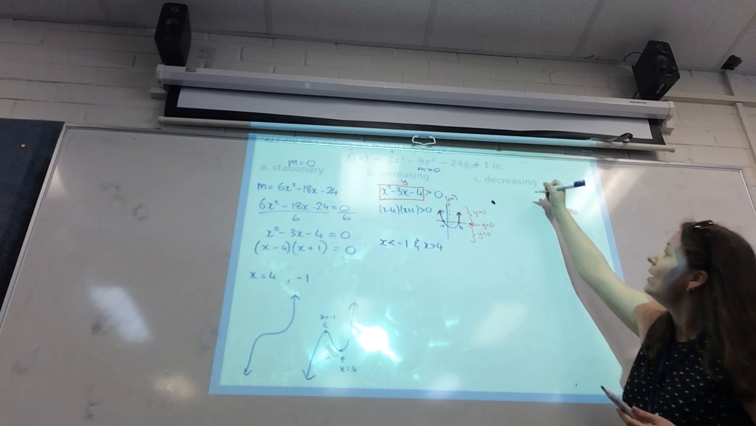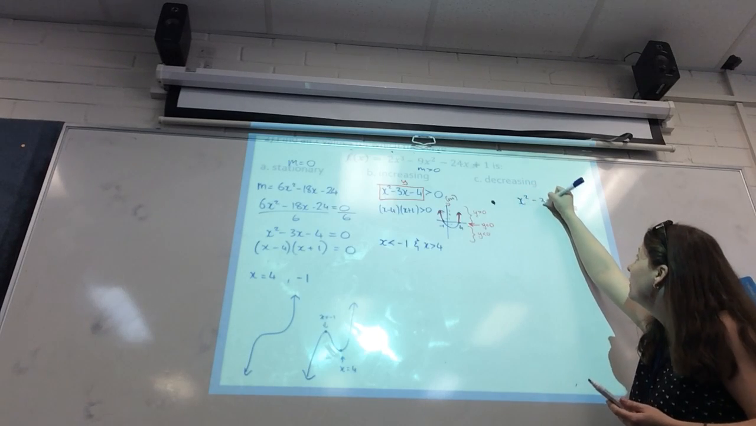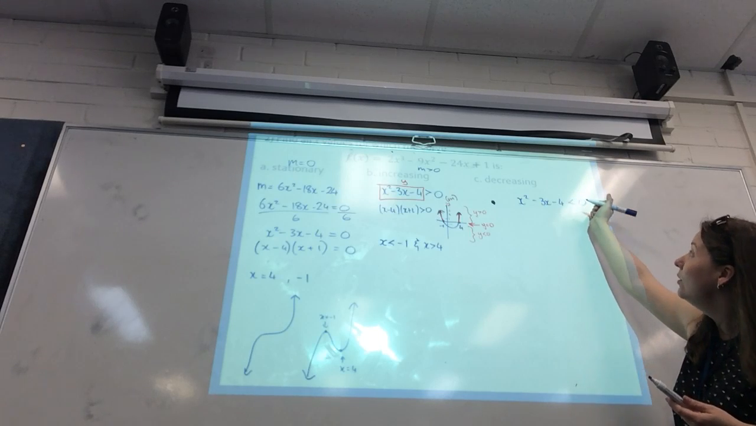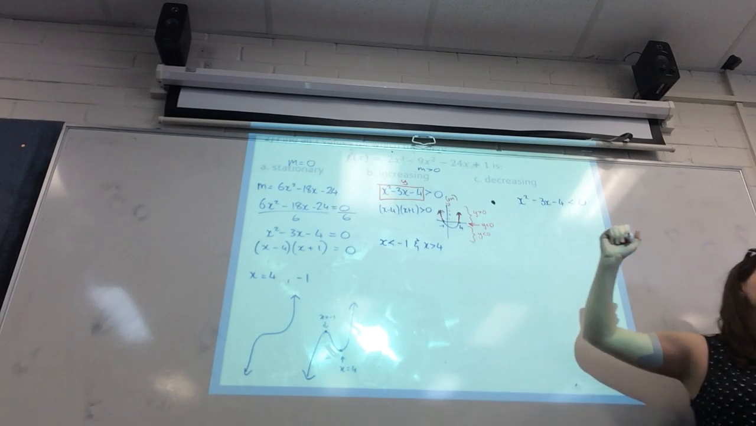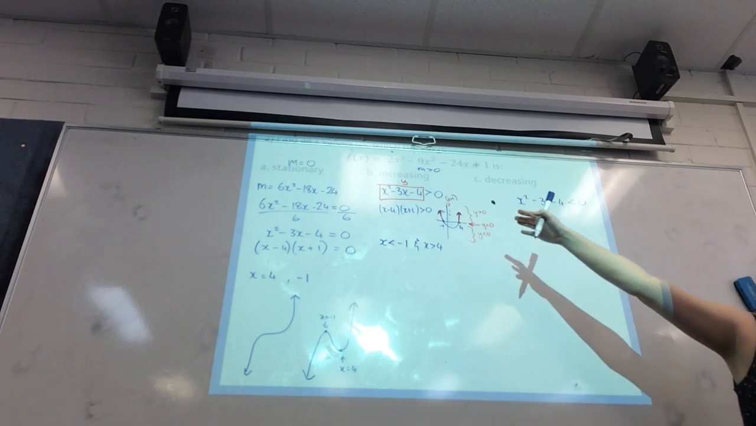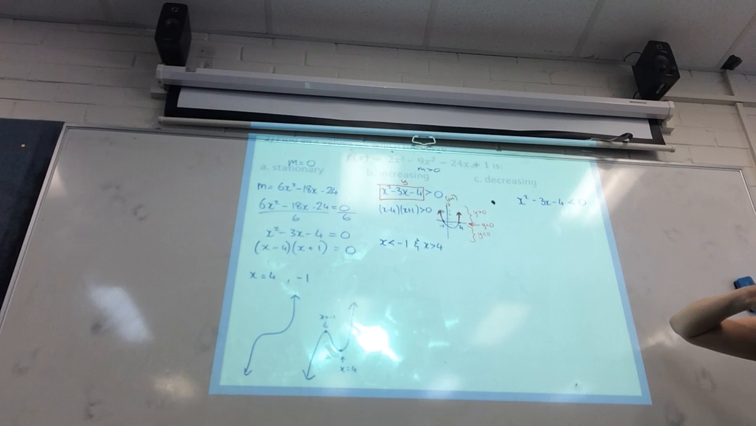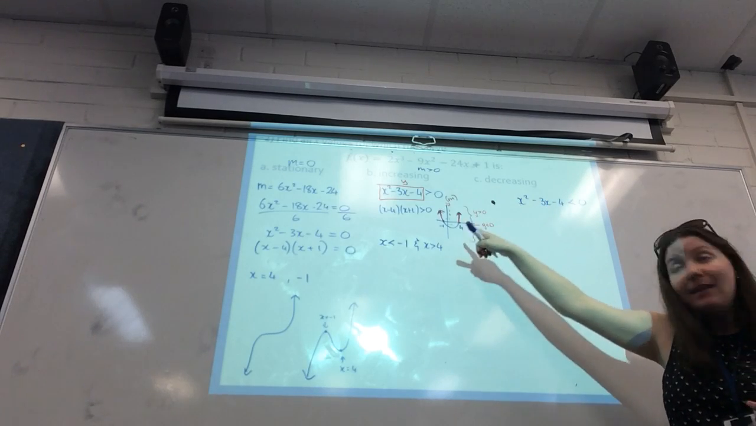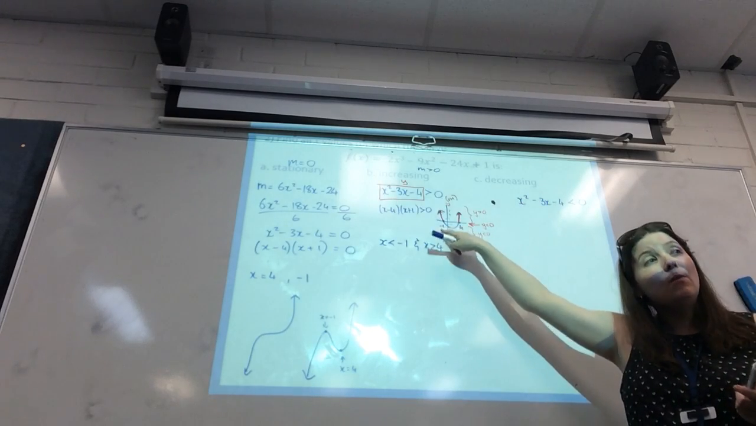Now, when it's decreasing, we're solving this to be less than 0. It's the same graph, so I'm not going to redraw it. Thanks, Dean. And so where is it less than 0? That's looking at underneath, and that's between -1 and 4.